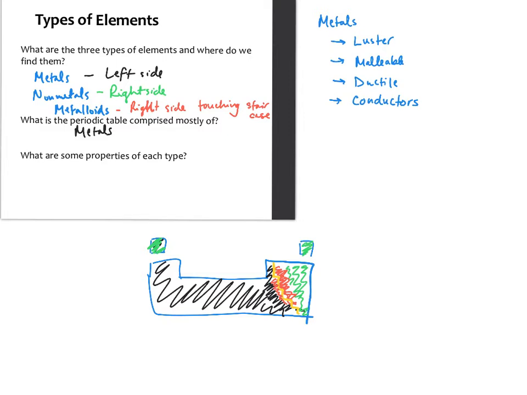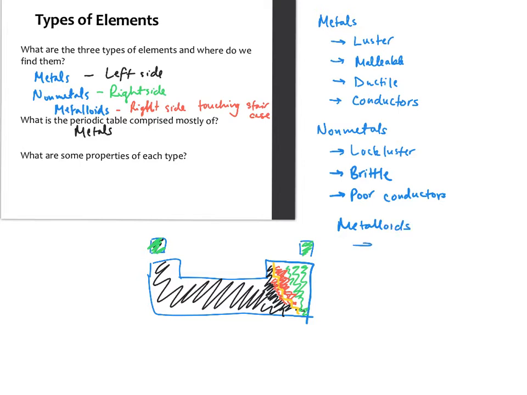Now, let's talk about nonmetals. They're pretty much the opposite. They're lackluster. They're also brittle, which means they kind of crumble. They're also poor conductors of electricity and heat. And then there are metalloids, which have characteristics of both, so they're a mix of both.